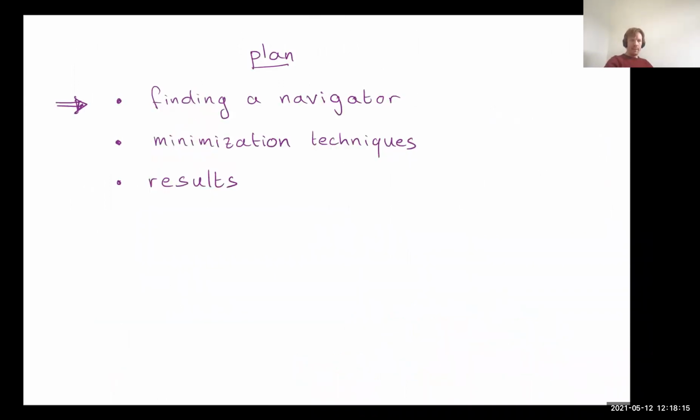So here's then the plan for the talk. It's again fairly straightforward. So first of all, we have to find the Navigator function. Then I'll tell you a little bit about the minimization techniques that we propose for this Navigator function. And then I'll show you some initial results of some example island finding problem that we put in the paper.